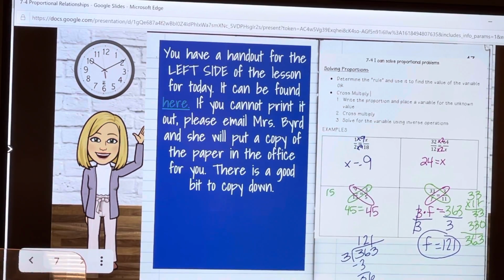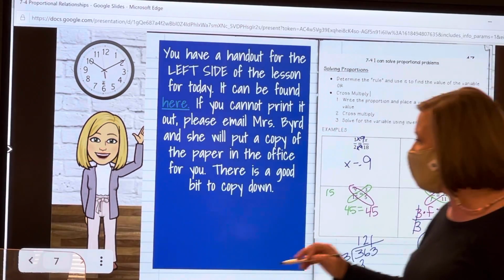Which way's easier? The rule or cross multiplying? So I've got a couple people that say cross multiplying and a lot of people that say the rule, right? Okay, so it doesn't matter to me which way you do it. Do it the way that feels the most comfortable to you, okay? So we're gonna practice on the left side.